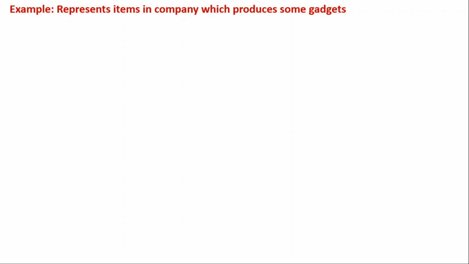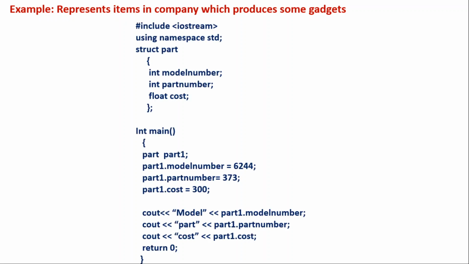Here I am going to present before you a program which represents the items of a company. This is a company which produces some mechanical devices or gadgets. So we are going to define here the structure members, the different parameters related to the gadget. So this is the program.